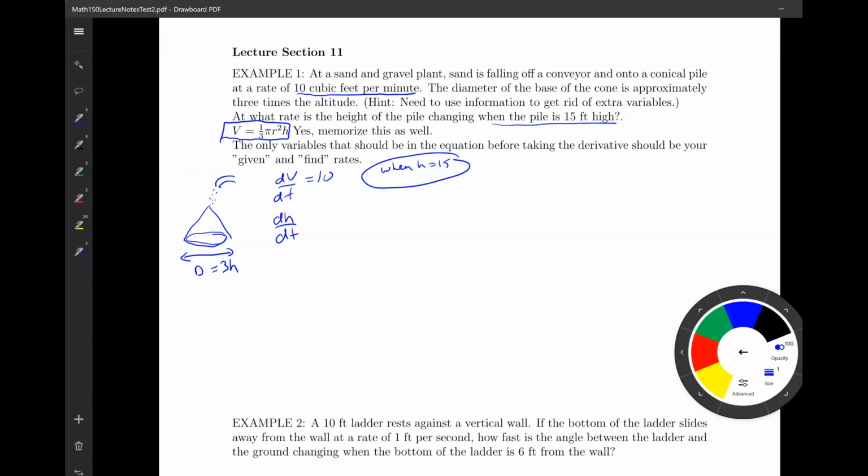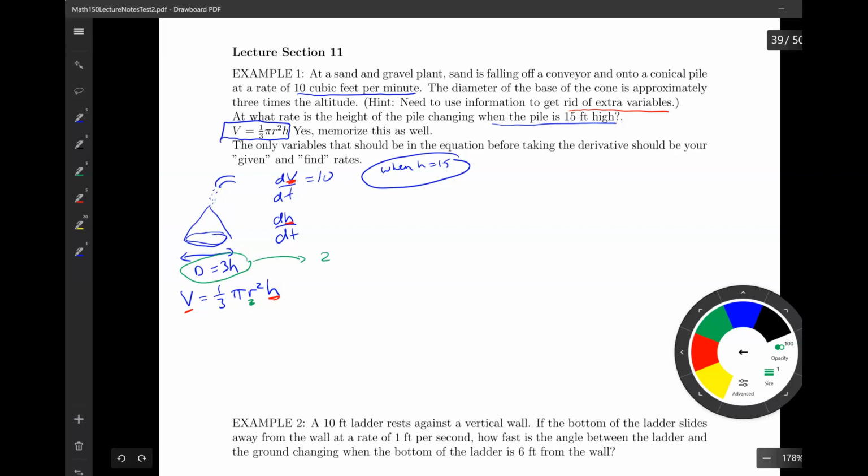All right, so let's get the equation down. Volume is 1/3 pi r squared h. I make mention here about getting rid of extra variables. Let's take a look at what we've got. I know I've got V and h as my given and find rates, so V and h are the two letters I want in my equation. I also have an r here. I need to get rid of r before I take the derivative.